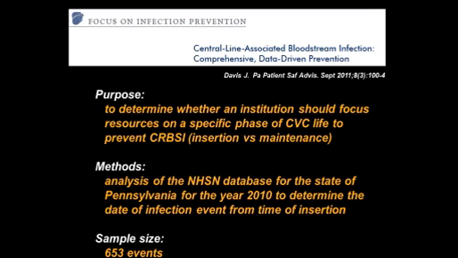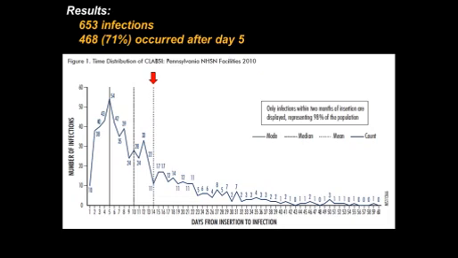So to determine this, they analyzed the NHSN database for the state of Pennsylvania for the year 2010 to determine the date of infection event from the time of insertion. In their data analysis, they found there were 653 catheter-associated bloodstream infections. 71% of these infections occurred after day 5. As you see in the graph, this represents 98% of the infections that occurred that year. And graphically, each infection is plotted out to 60 days.